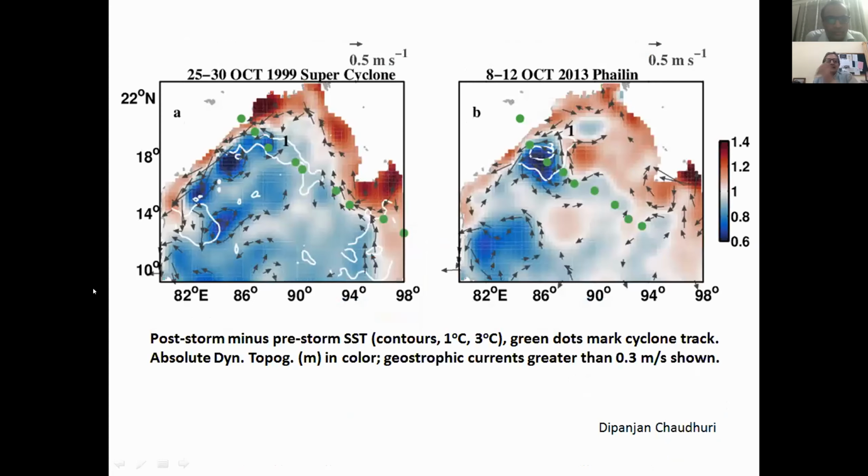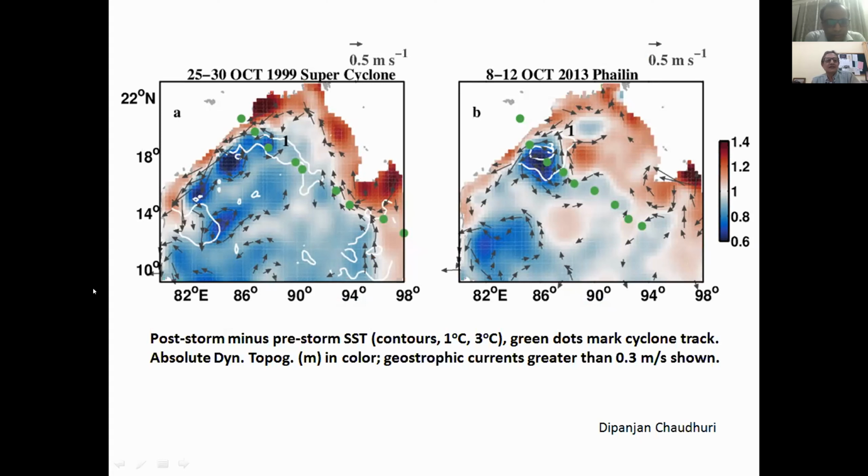Yes, so here are some slides that Dipanjan put together for 4 very powerful cyclones that passed over the Bay of Bengal. So the colors are sea surface height as seen from satellite. The vectors are velocity derived from the sea surface height using the relation between Coriolis force and pressure gradient, and only the large current vectors are shown, I think greater than 0.3 meters per second, 30 centimeters per second. So you can see the eddies.